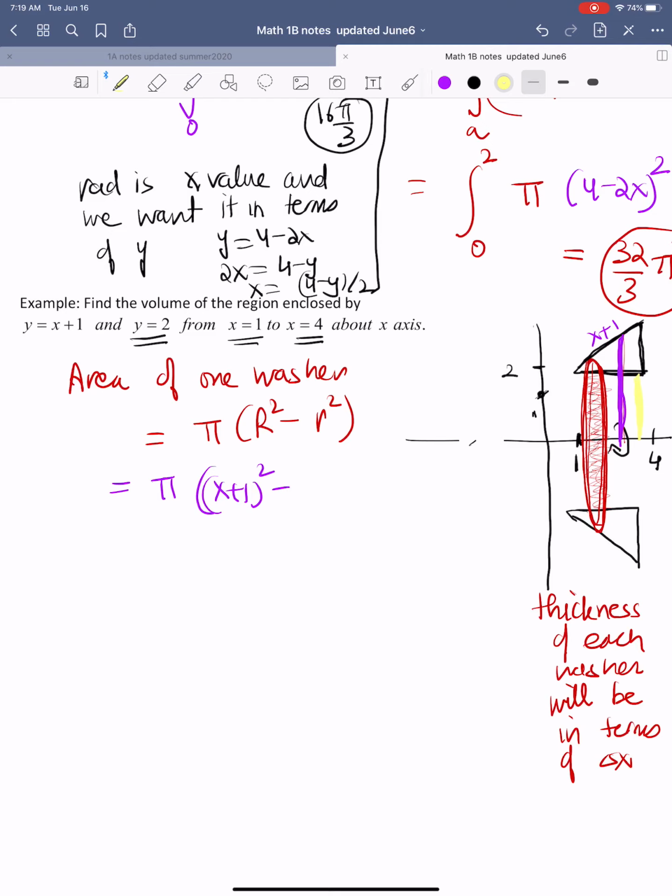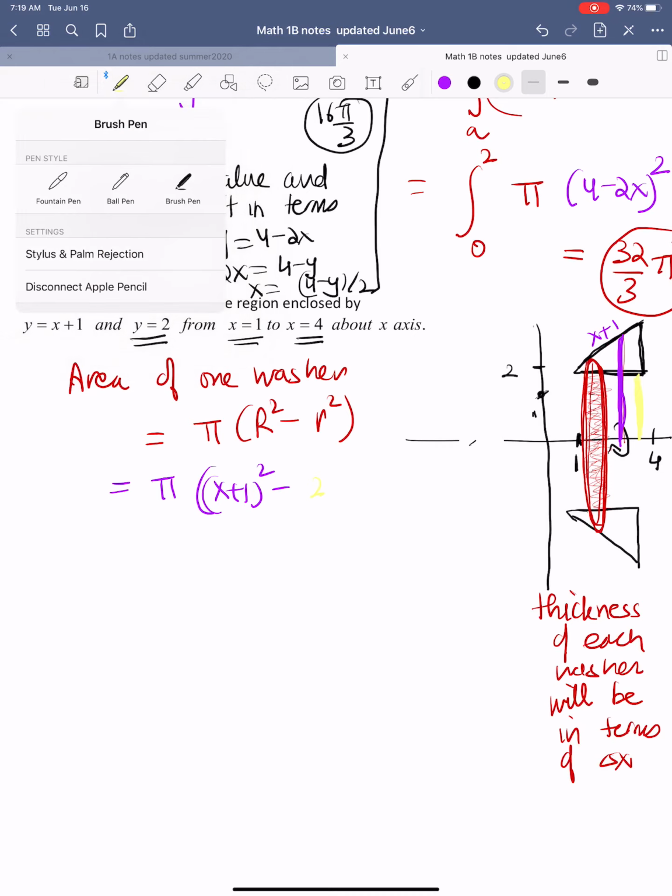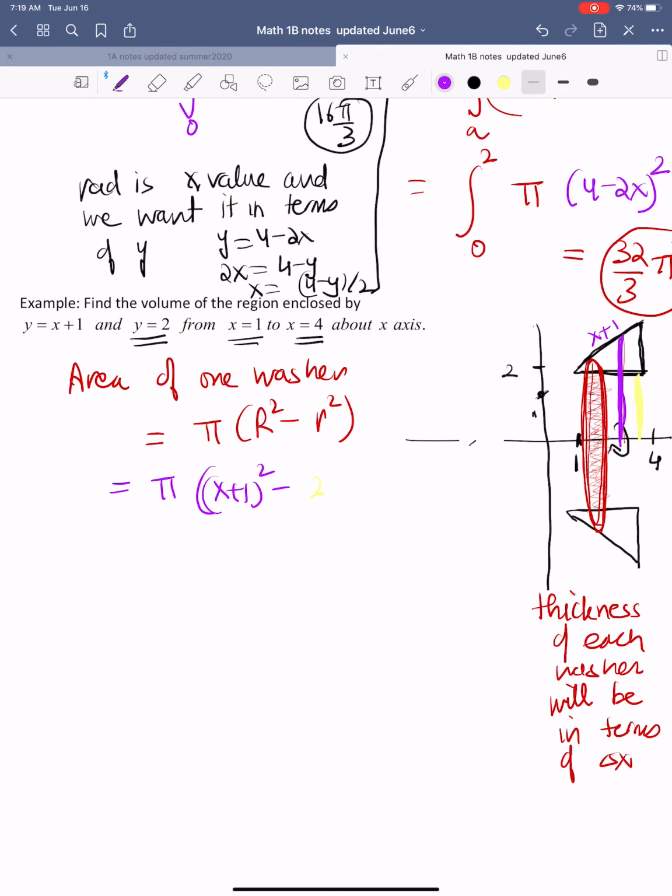The outer radius is changing as you go towards the right. The x plus 1 is increasing, but the inner radius is constant, it is 2. So the inner radius is not changing. Okay, so it's just 2 squared. All right, good. We have the area of 1 washer. What's the volume of 1 washer?